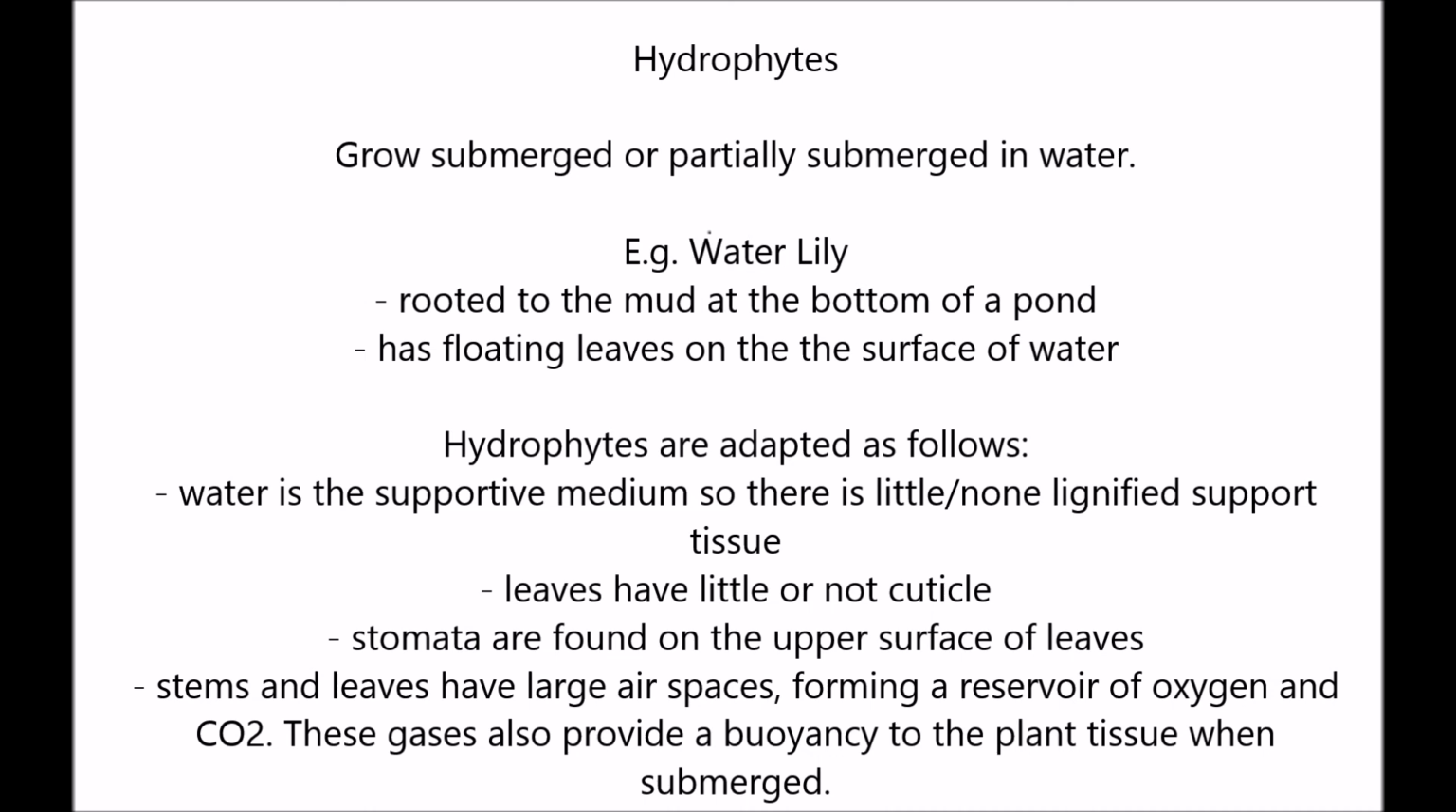It's surrounded by water, so there's little need for transport tissue, so xylem is poorly developed. The leaves have little or no cuticle. The stomata are found on the upper surface of the leaves. Stems and leaves have large air spaces, forming a reservoir of oxygen and carbon dioxide. These gases provide buoyancy to the plant tissue when submerged.